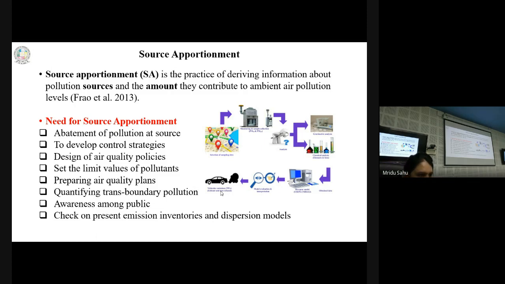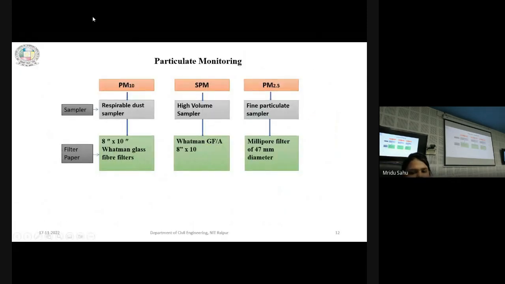Industrial emissions are also a source of pollutants. At what stage Raipur city is, I will show you with some examples. Okay, then particulate monitoring, again, I will talk about PM10 and PM2.5. The sampler required is known as a respirable dust sampler. I will describe the procedure in much more detail in the laboratory.